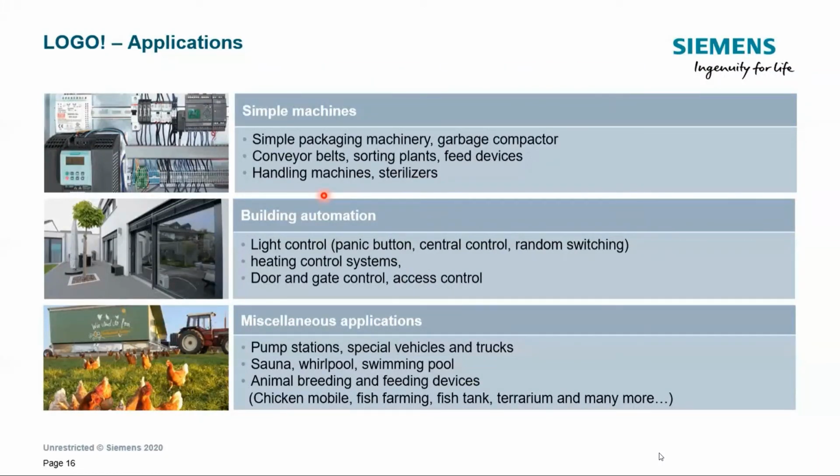So just to summarize the most typical applications where LOGO is used. We see it a lot on simple machinery like packaging or garbage compactors. It's used for simple conveyor applications, sorting plants, and so on. It's very common for pump stations, pump sets and compressor sets, for fans, for HVAC applications, and it's commonly used in building automation as well, for blind control, for heat control systems, as we said, in HVAC, door and access control and so on.